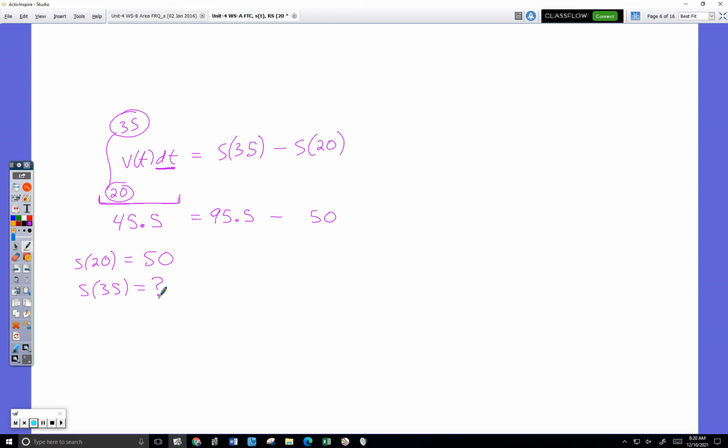And what the packet is trying to talk about in items A and B is you can rearrange the fundamental theorem to say this: S of 35 must equal S of 20 plus the integral from 20 to 35 of V of t dt. That's an extremely common thing that you will do. Okay?